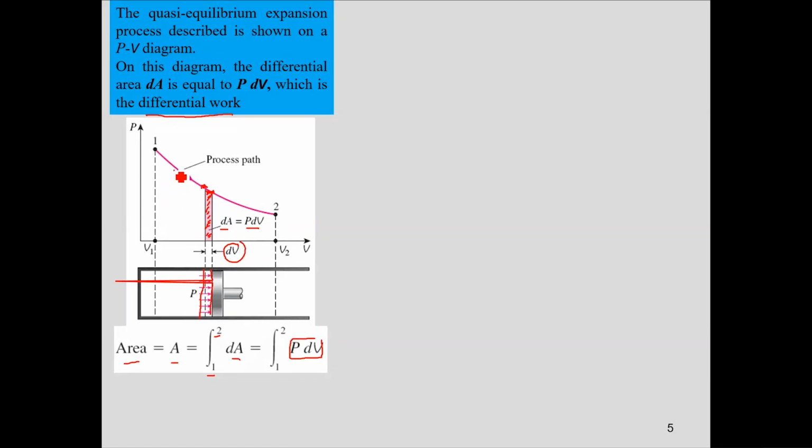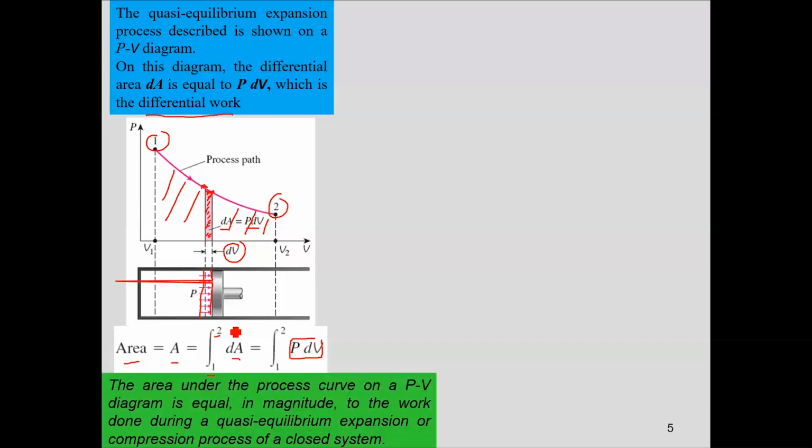So in other words, the total area under the PV curve as the system moves from state 1 to state 2 represents the total work done. As it is written over here, the area under the process curve on a PV diagram is equal in magnitude to the work done during a quasi-equilibrium expansion or compression process, again for a closed system.